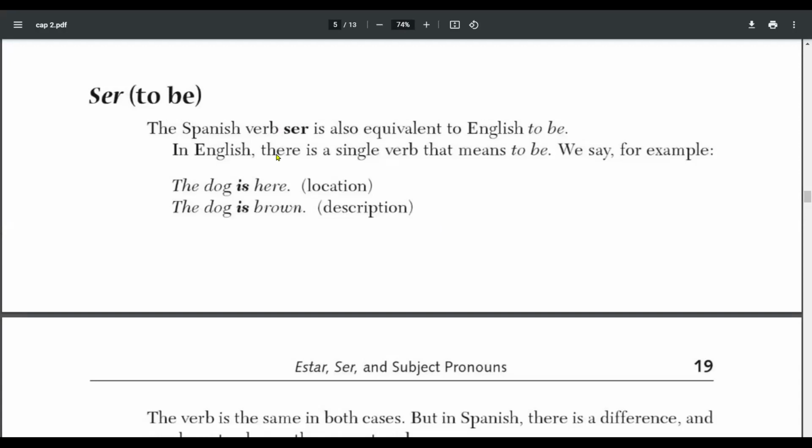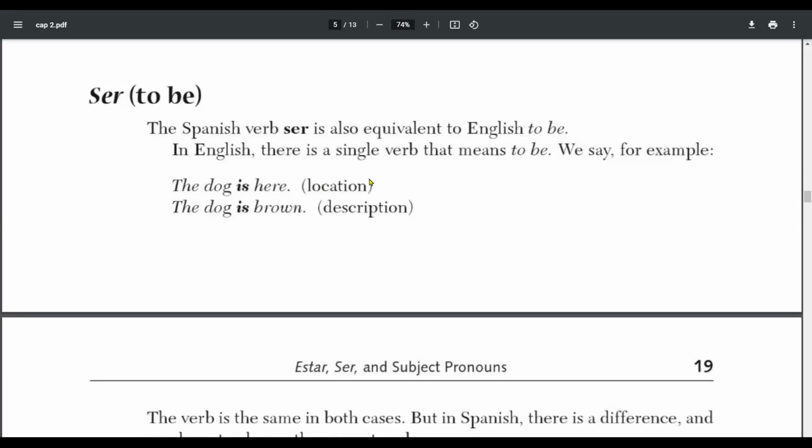The verb ser is one of those two verbs that are equivalent to the verb to be in English. So there's just one in English, but in Spanish we have two. And probably if you already had a class with me, we already saw the verb estar.